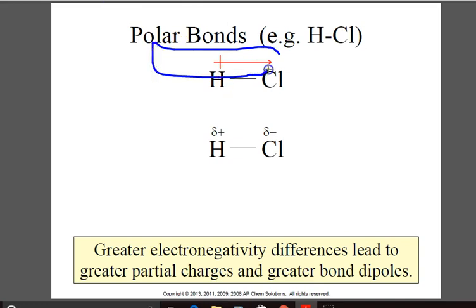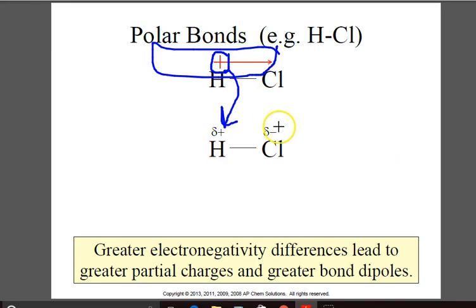The arrow always points toward the most electronegative element, which in this case is chlorine, and then at the tail we have a positive sign, and that just reminds us that that is where the partial positive charge is, because the electrons are going with the arrow. The greater the difference in the electronegativity, the larger the dipoles are going to be.